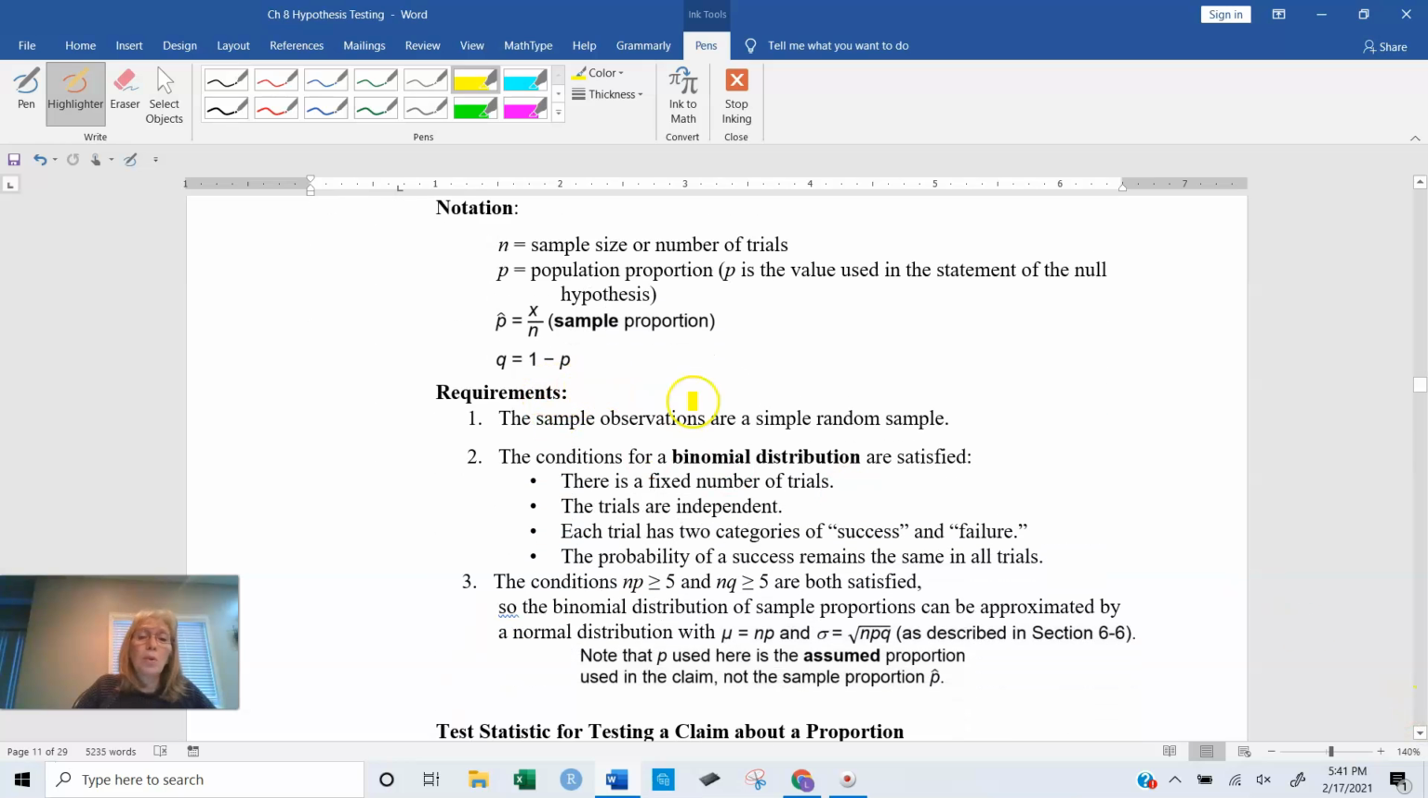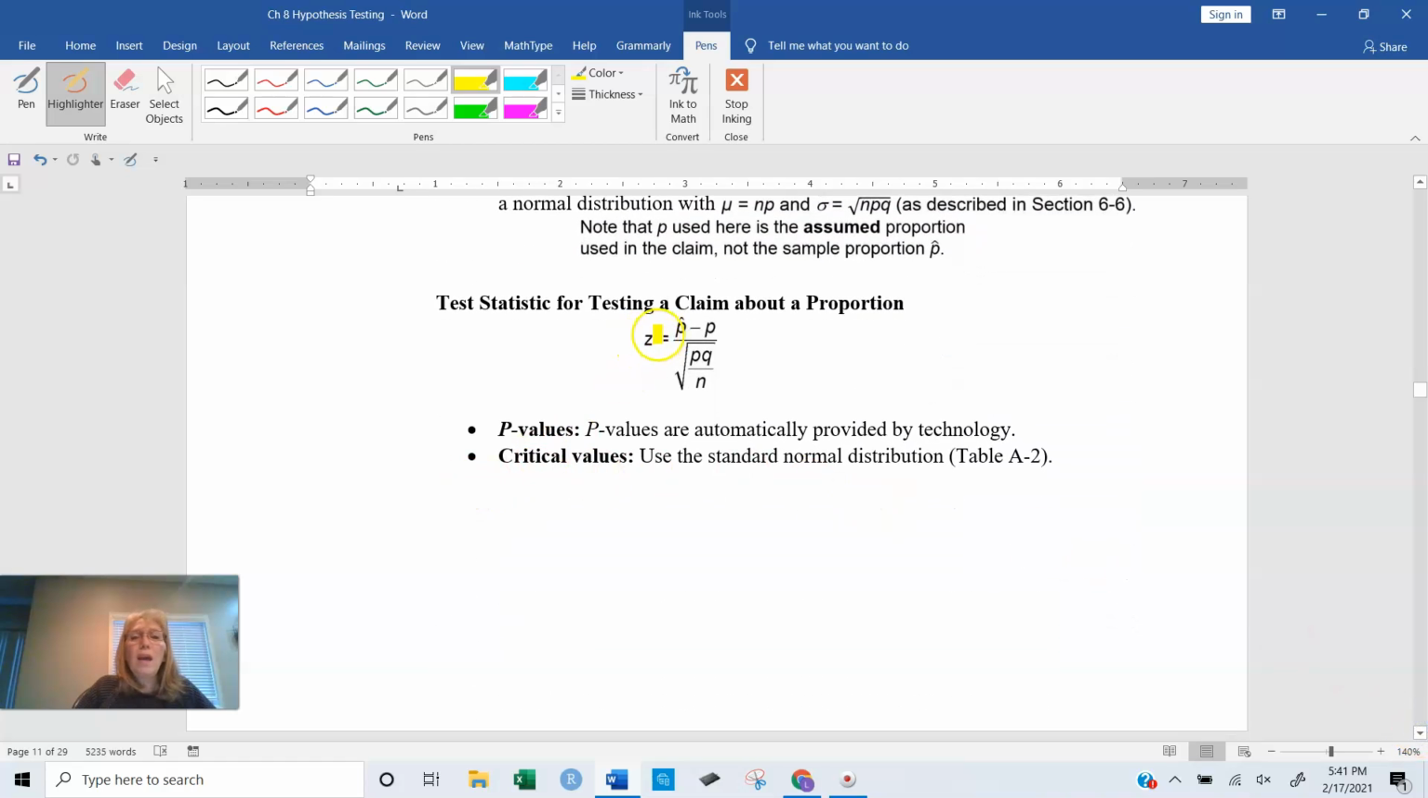Our requirements are pretty close. We have to have a simple random sample. Our binomial distribution must be met, so it's got to be fixed, independent, 2 categories, and the probability of success has to remain the same. The condition is np is greater than 5 and nq is greater than 5. So how many you have times your percentage has to be greater than 5. I have to have 5 or more that are yes and 5 or more that are no. So your yes or no, your 2 different options.